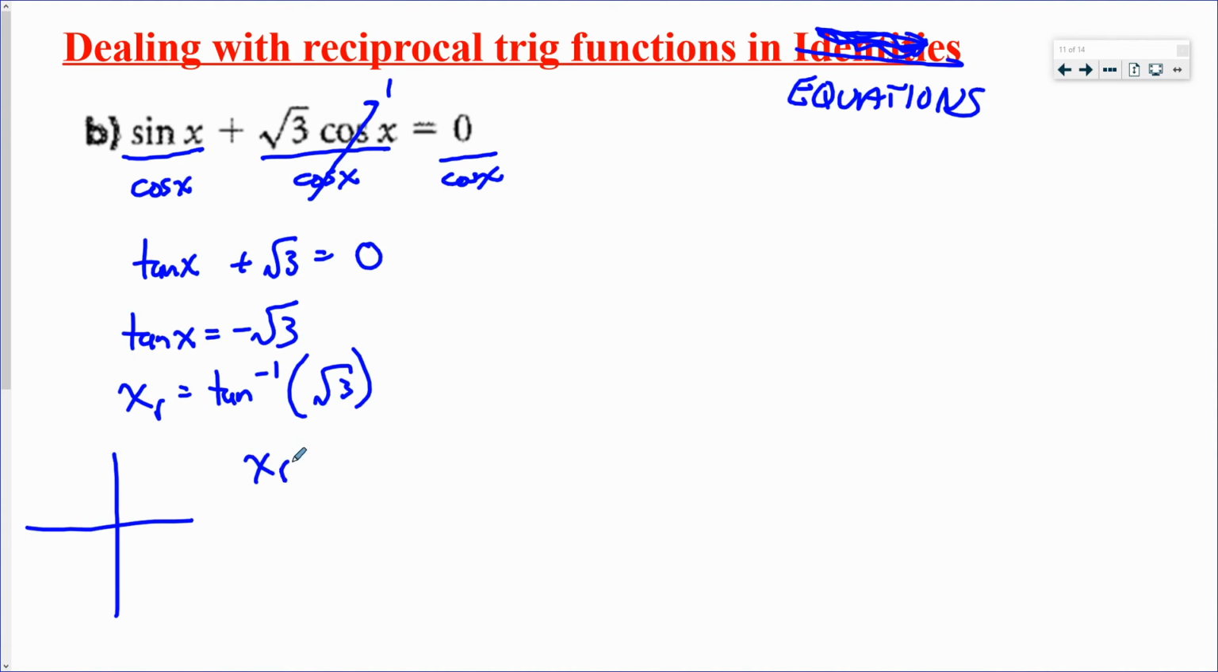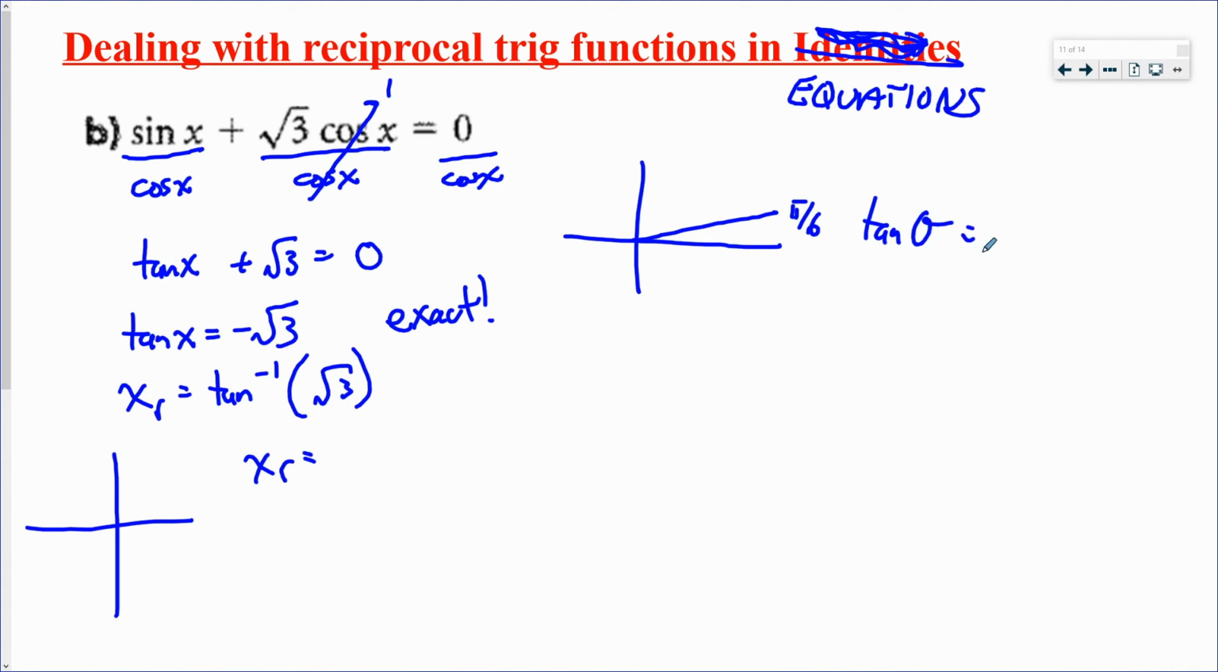So when you plug that in on your calculator and get your... oh no, this isn't a non-exact value. This is an exact value. Right, on the unit circle, right here at pi over 6, this is where the tan value is actually equal to square root of 3. Okay, so the reference angle is going to be pi over 6. Now, we're looking for where tan x is negative because here's our original equation. So tan is negative in quadrant 2 and in quadrant 4.